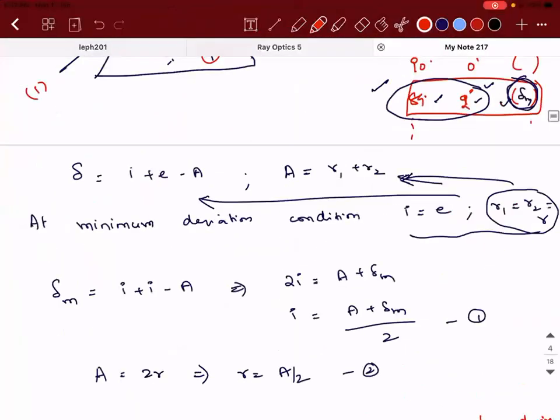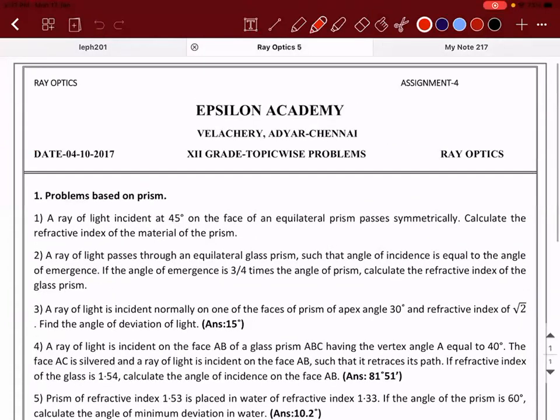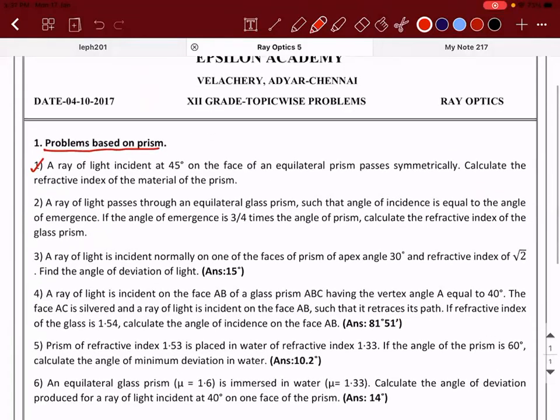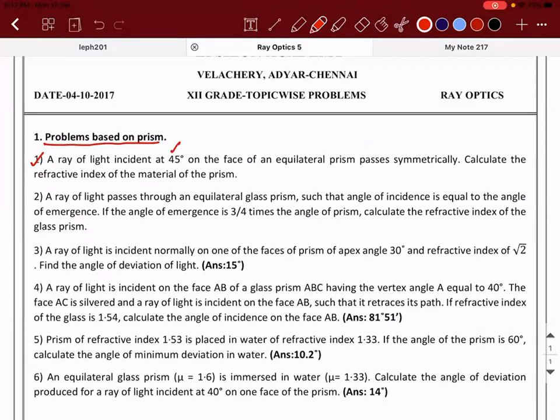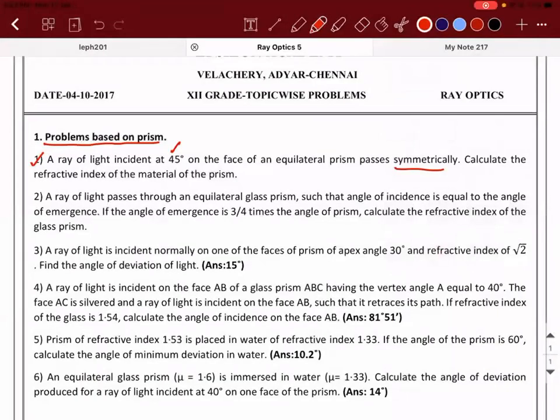So we will try out some problems which are based on this concept. These are some problems based on the prism. There is a ray of light which is incident at 45 degrees on the face of an equilateral prism and passes symmetrically. Calculate the refractive index of the material. So what do you mean by passes symmetrically, guys? Can you guess? We discussed it just now.